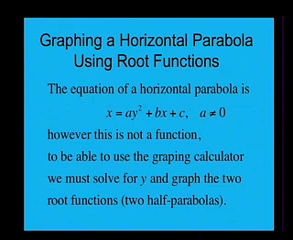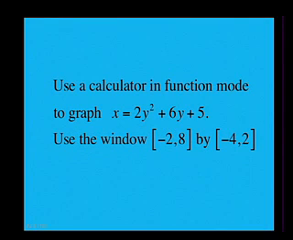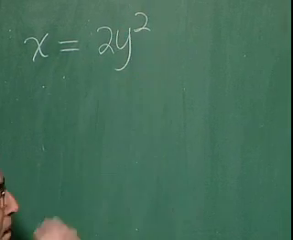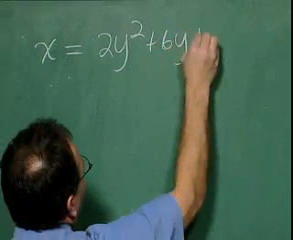So let's take the example that the graph is x equals 2y squared plus 6y plus 5. And it gives us the window that it wants us to use in order to have the right proportions. So the first thing we need to do is solve that equation of x equals 2y squared plus 6y plus 5 and solve it for y. The way that we're going to have to do that is by completing the square. So let's start by writing that equation down. X is equal to 2y squared plus 6y plus 5.